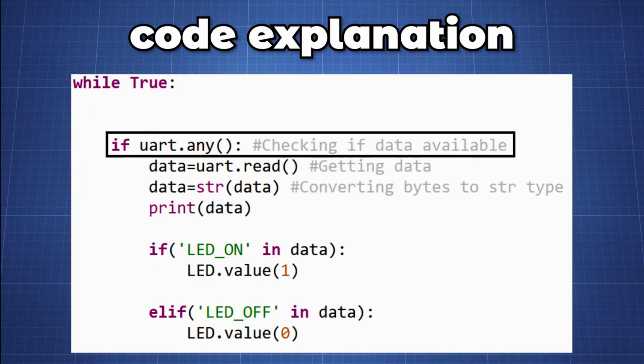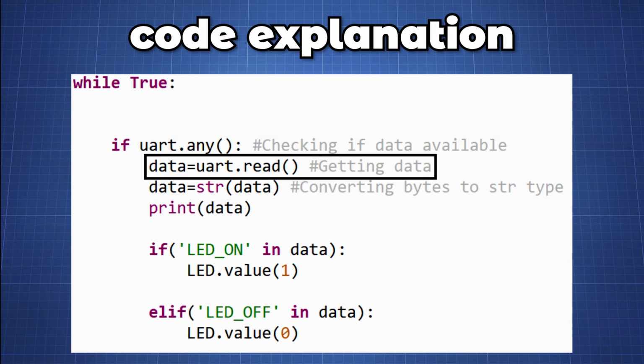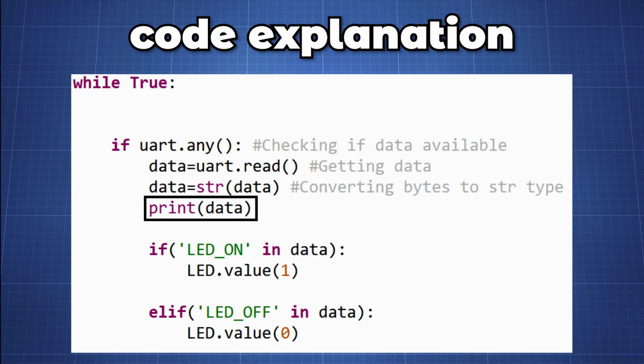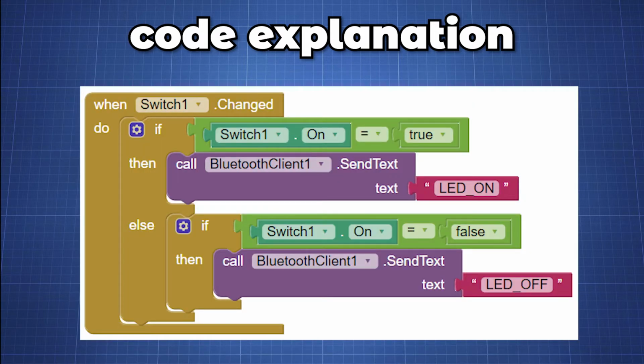We will check if we receive any data from the UART channel. If there is any data, it will be saved in a variable data. This is done by using the UART read function. We convert the data received to a string and print out the data we received in the terminal. In the Android app, I will send the text LED on when we want to turn an LED on and LED off for turning it off.